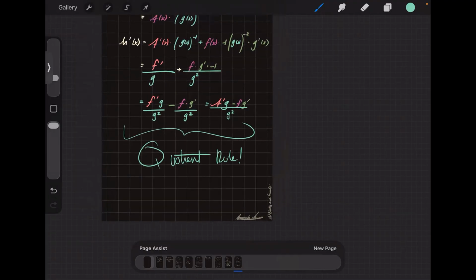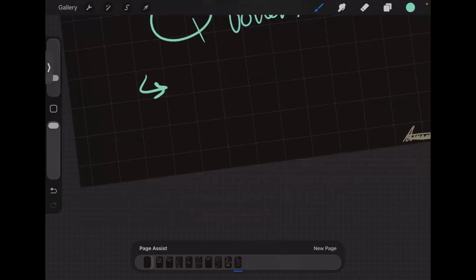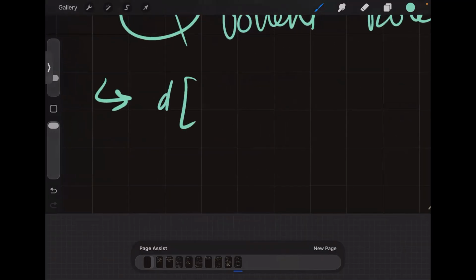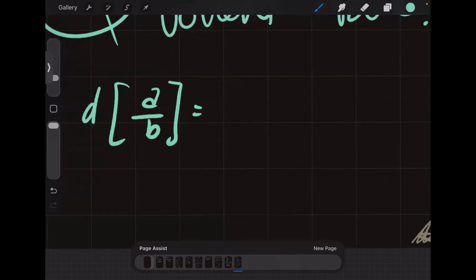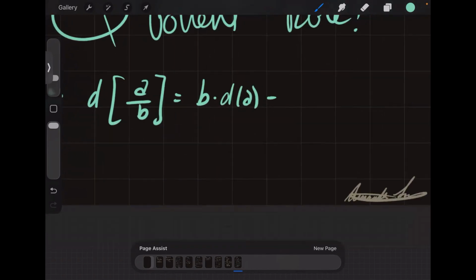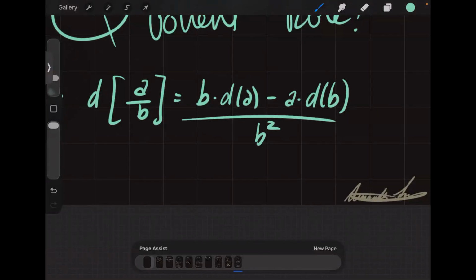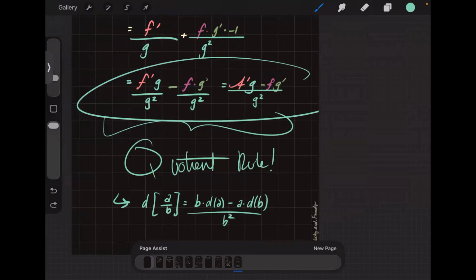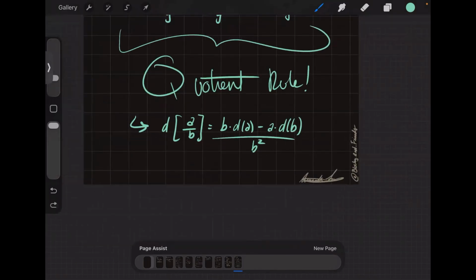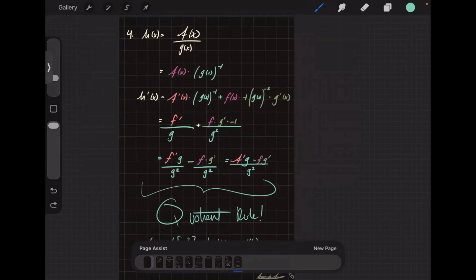Okay. You might see me read this as the derivative of a over b is equal to b times derivative a minus a times derivative b all over b squared. So you might hear me read this as BDA minus ADB all over B squared. It's all the same thing. This is how I remember it. I have a hard time remembering this. That's all. Okay. So, yep, that's it. That's the product and quotient rule for you.